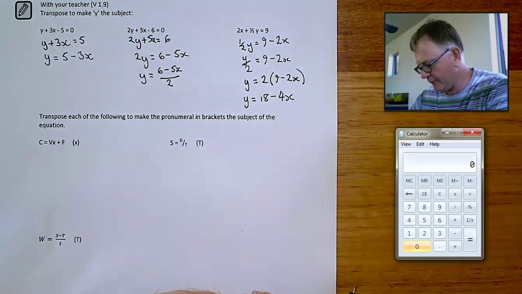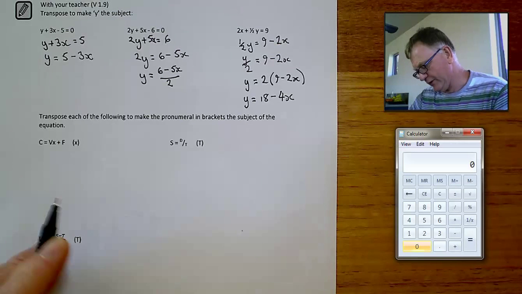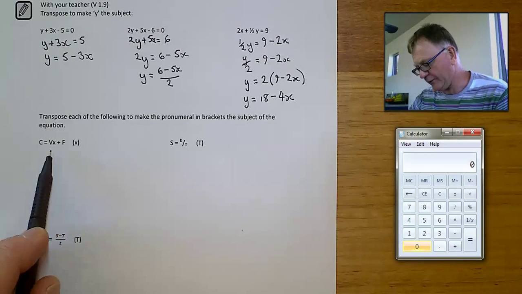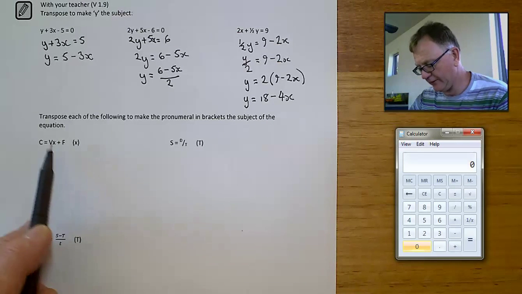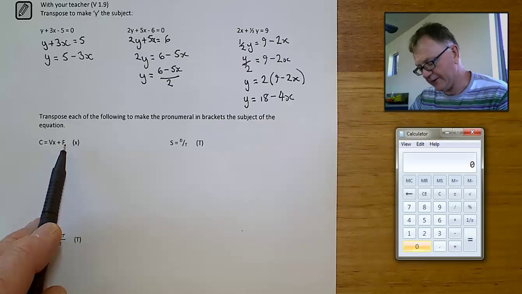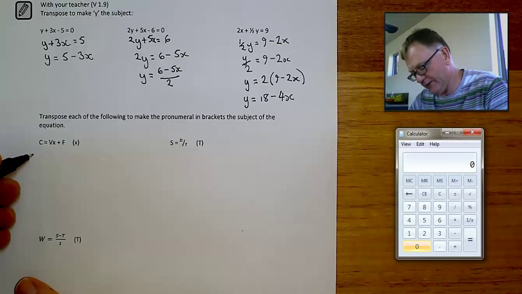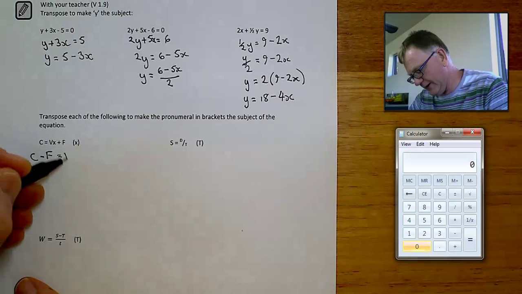Okay, let's do some down the bottom here. These are a little bit different. I want to change this around, so I've got x the subject of the equation. I want to have x equals here. Now what I would probably do here is get rid of this f for a start. At the moment it's vx plus f. If I took f away from both sides of the equation, I'd have c minus f equals vx.